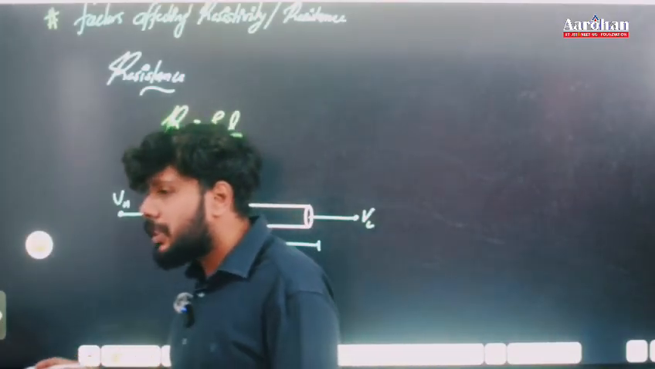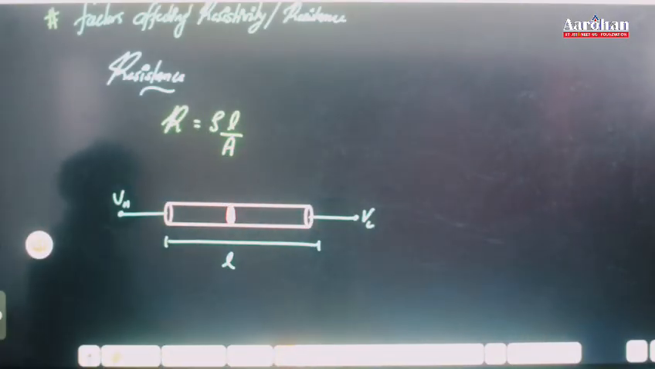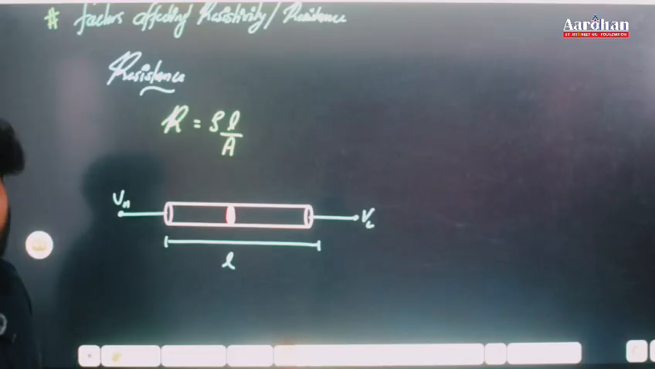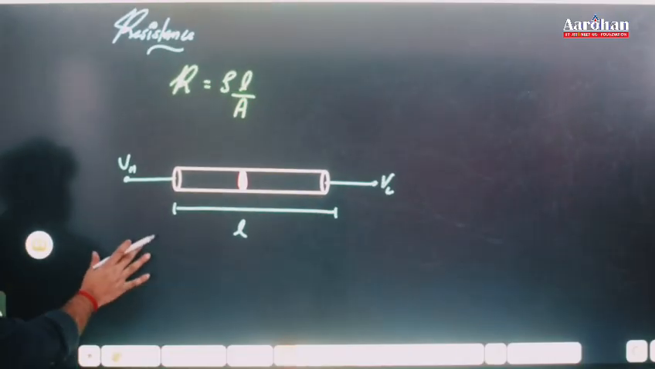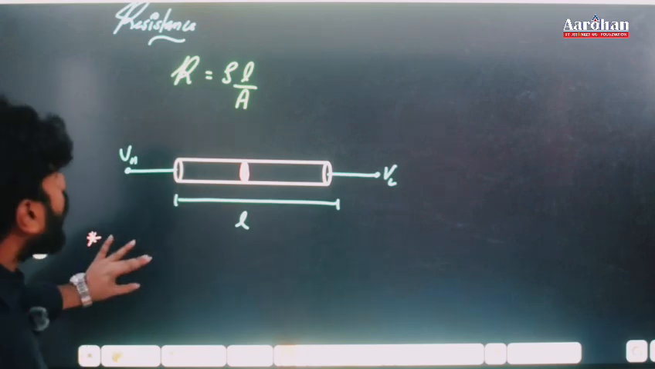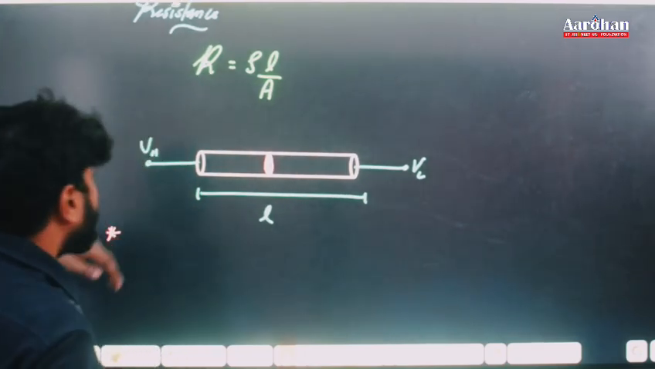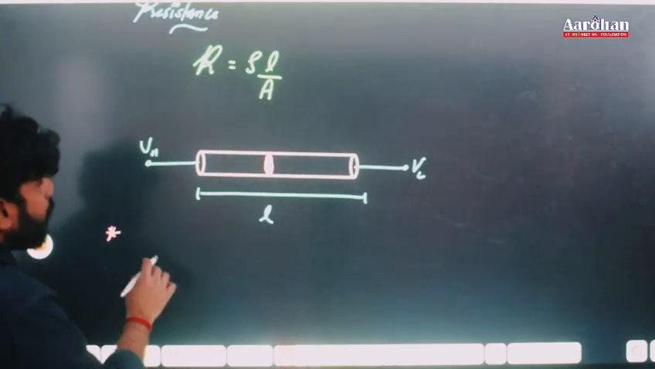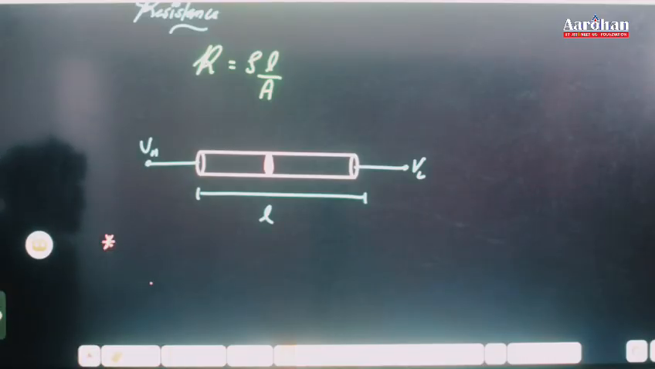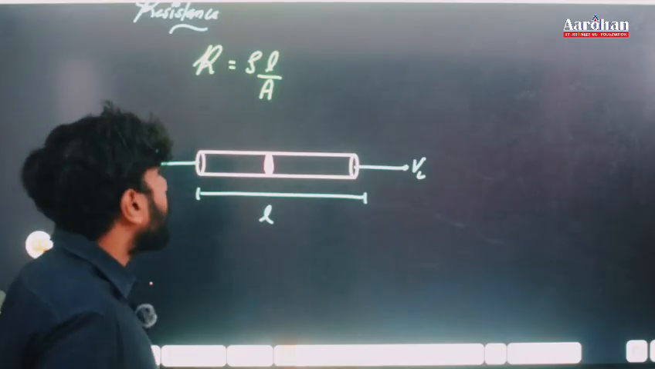We are going to discuss how resistivity will change if we maintain L and A constant. Got it? We are going to discuss that part. So, if you remember, we have discussed the generalized formula of resistance also and generalized formula of resistivity also. I will give you a short recap.